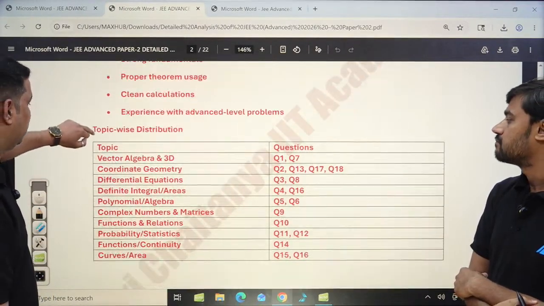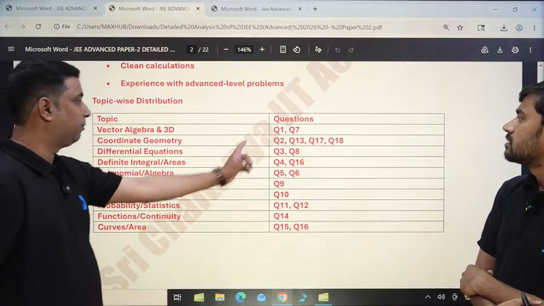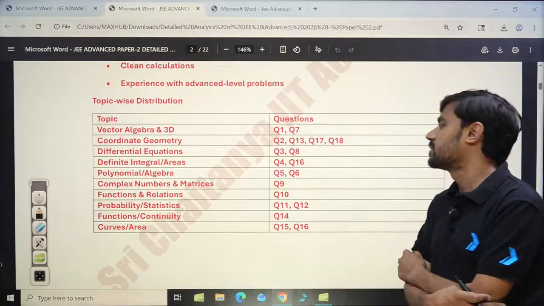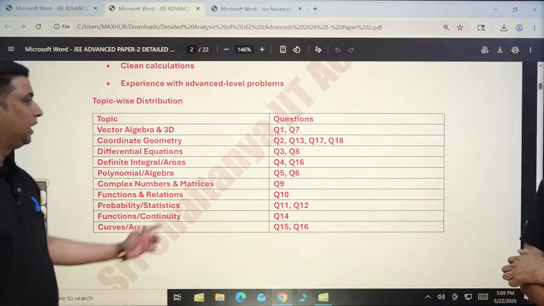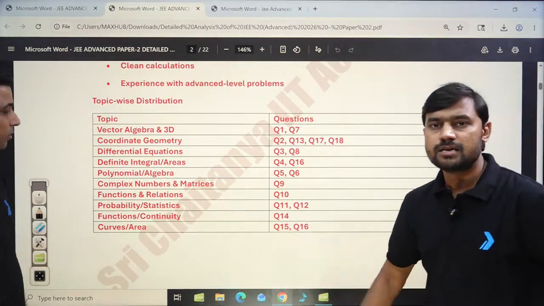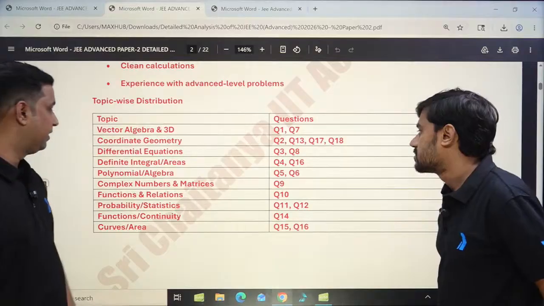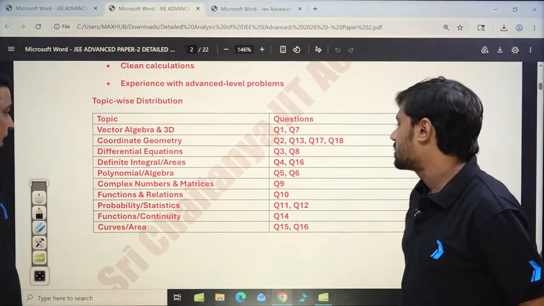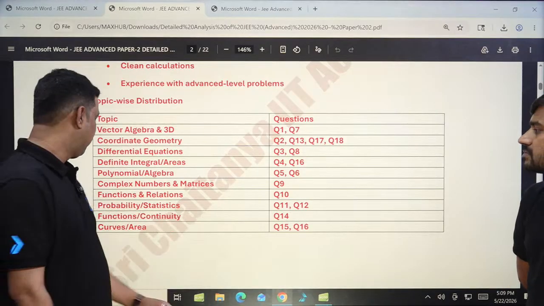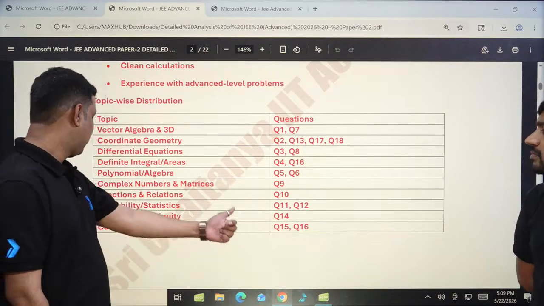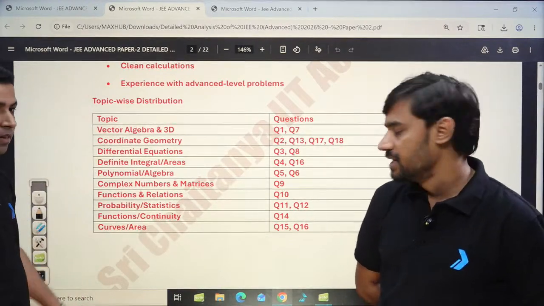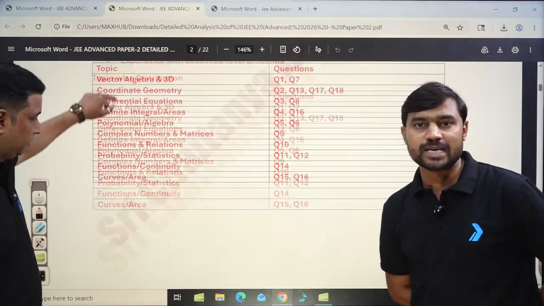Mathematics of paper 2: vector algebra and 3D, question number 1 and 7. There are 2 questions, 1 and 7. And coordinate geometry content, there were 4 questions: 2, 13, 17, and 18. Differential equation contains question numbers 3 and 8. And definite integral 4 and 16, polynomial 5 and 6, complex number 9, function relation 10, probability statistics 11 and 12, functions continuity question number 14, and there were 2 questions from curves and area. It was 15 and 16 in paper 2 mathematics, right?